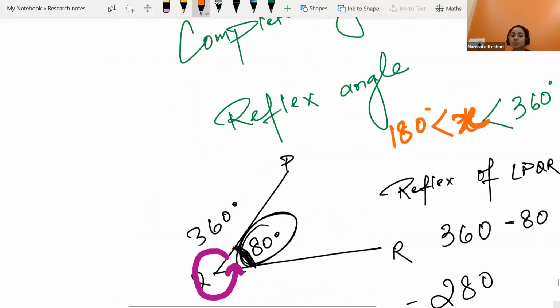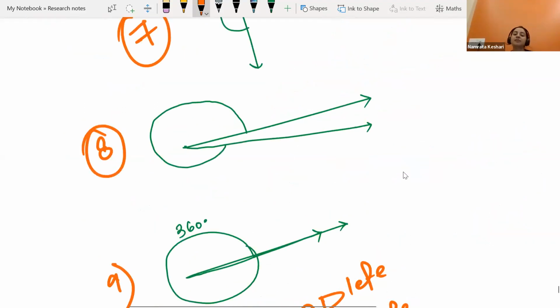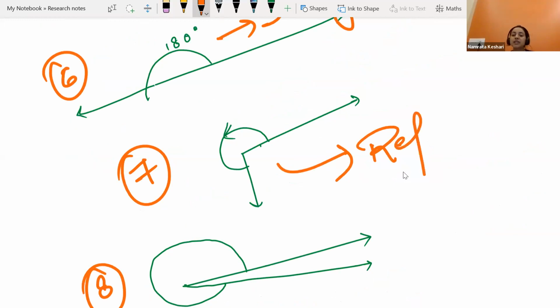Now I will ask you figure number 7. Let me write it, or even if I am not writing, will you be able to say it is more than 180, right? Yes, ma'am. It looks like more than 180. I don't have to write. Even if I am not writing, can we say it is a reflex angle? Yes, ma'am, we can say.